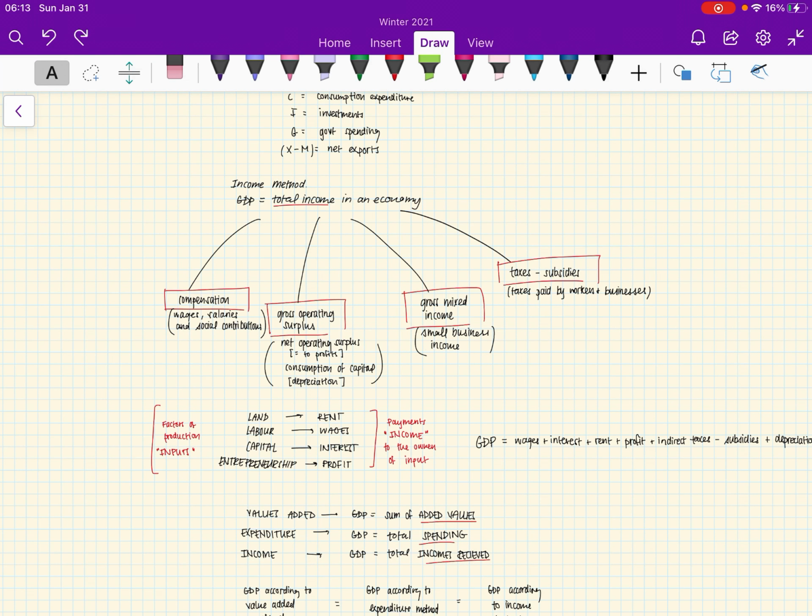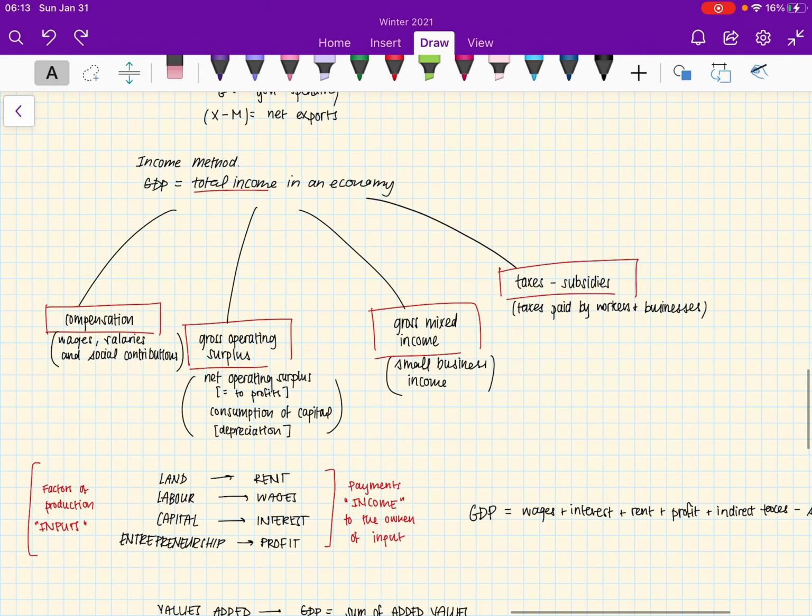Finally, there's the income method. So the income method calculates GDP as total income in the economy. Again, there are four factors. So compensation, which is measured in wages, salaries, and social contributions.